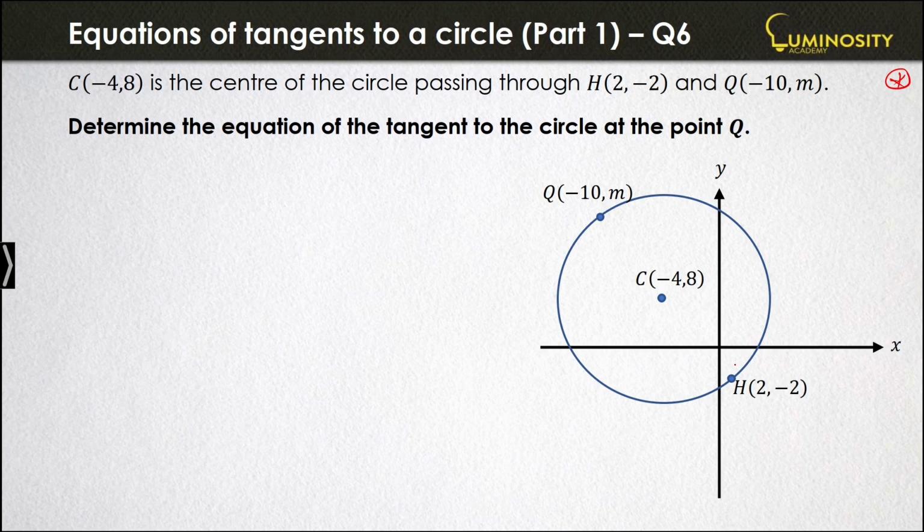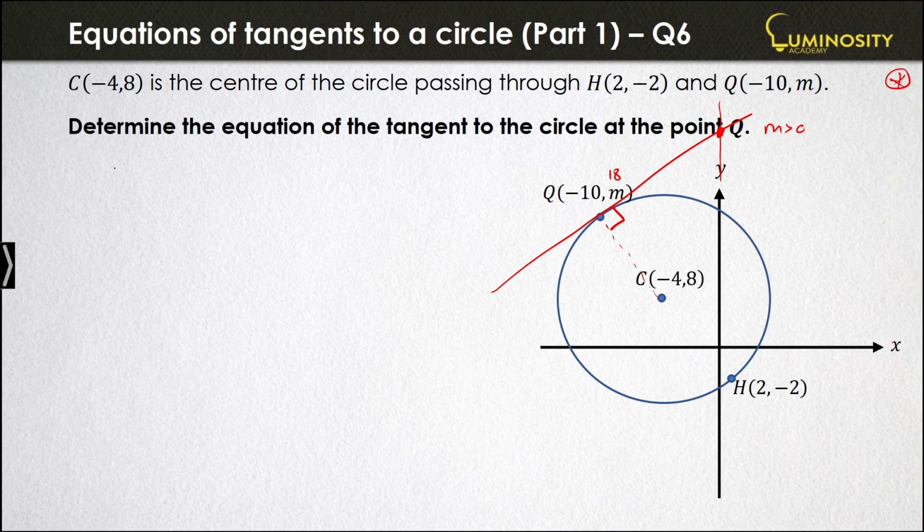And lastly, determine the equation of the tangent to the circle at point Q. So at the point Q, there's the tangent line there. And we've got our radius line. So we know m is 18, so we can put it in there. So again, geometrically, we expect a positive gradient and a y value that's quite large.